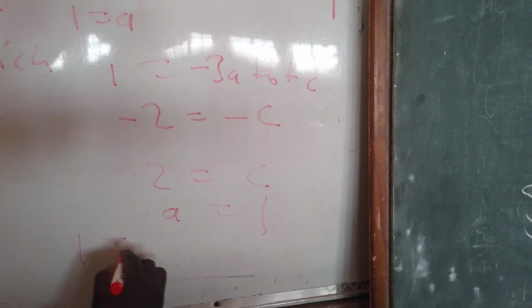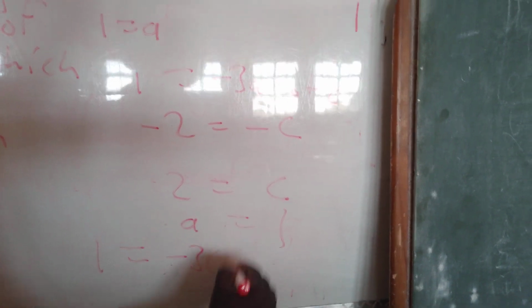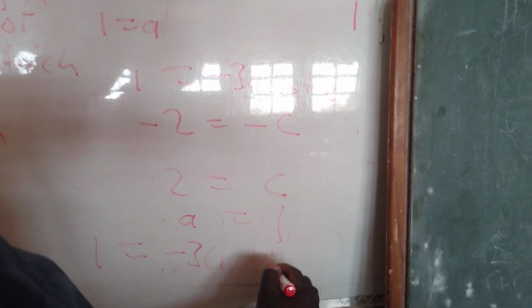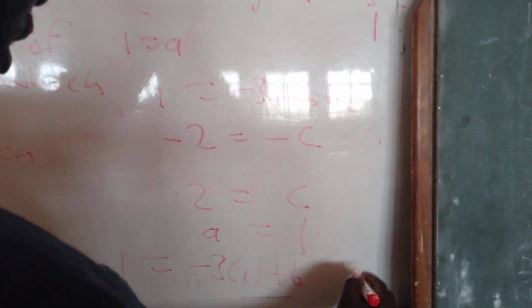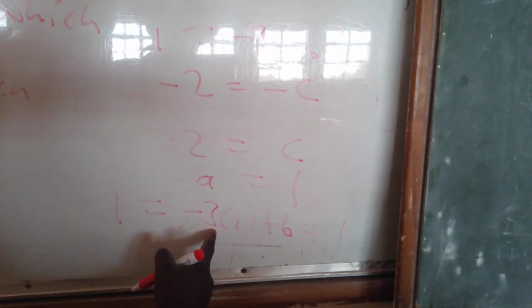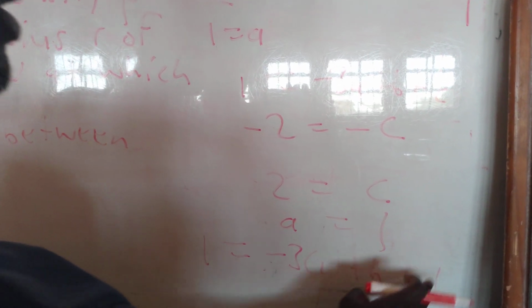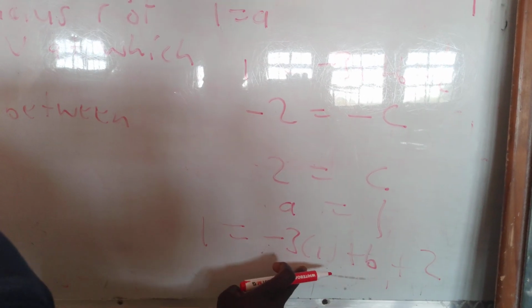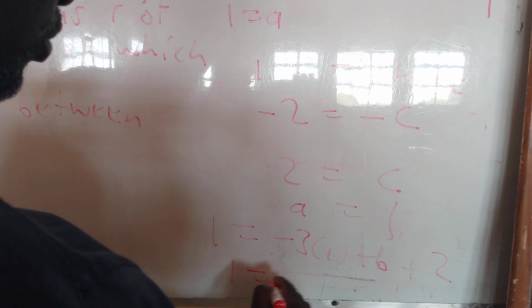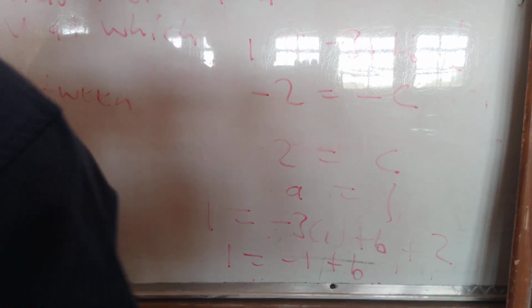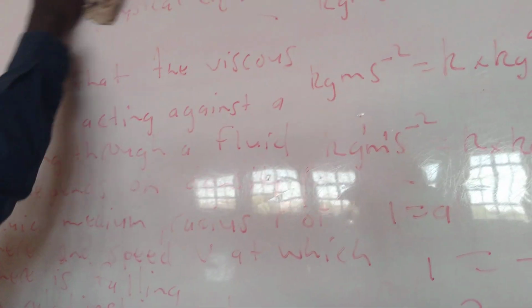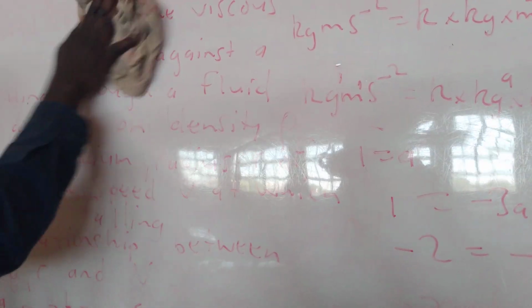Then 1 is going to be equal to minus 3 times 1 for a, plus b plus c. By the way, c is 2. So minus 3 plus 2 is minus 1. So 1 is going to be minus 1 plus b. So finally, 2 is equal to b.